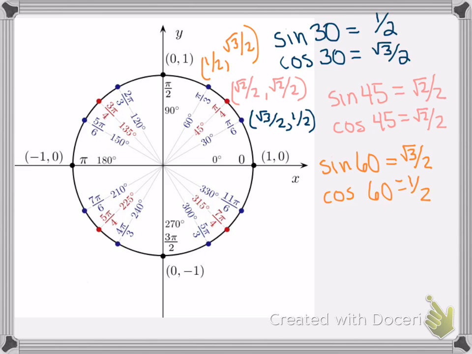Now, from this point of 60 degrees, pi over 3, I can figure out what 120 degrees, 2 pi over 3, is. If you notice, I drew a line between those 2 points. They are at the same height. That means they have the same y value. The only thing that differs is their x value becomes negative. So that's the point negative 1/2, root 3 over 2.